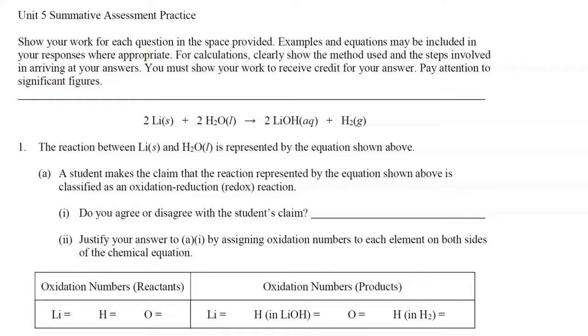Part A: a student makes the claim that the reaction represented by the equation shown above is classified as an oxidation reduction or redox reaction. Do you agree or disagree with the student's claim? Well, based on the fact that there are certain oxidation numbers that are changing in this reaction, I will say yes, I agree with the student's claim. But now it says to justify your answer by assigning oxidation numbers to each element on both sides of the equation. So here is a brief review of some of the rules for assigning oxidation numbers.